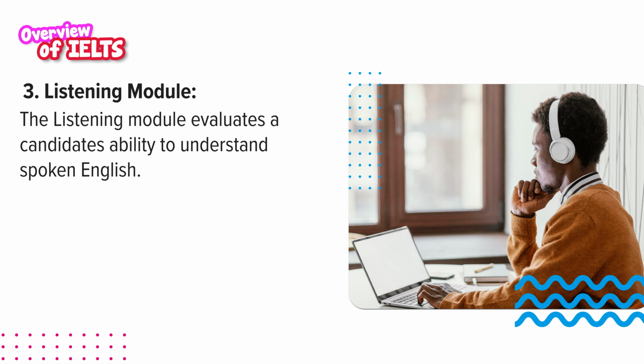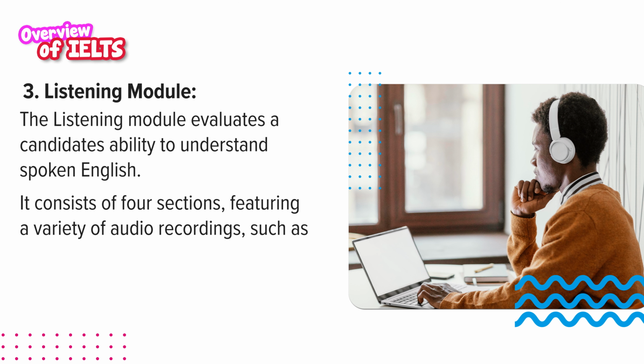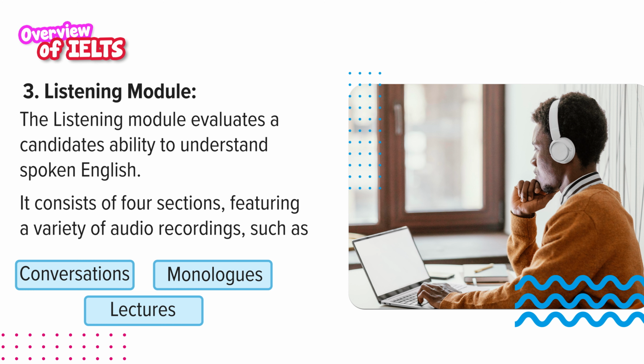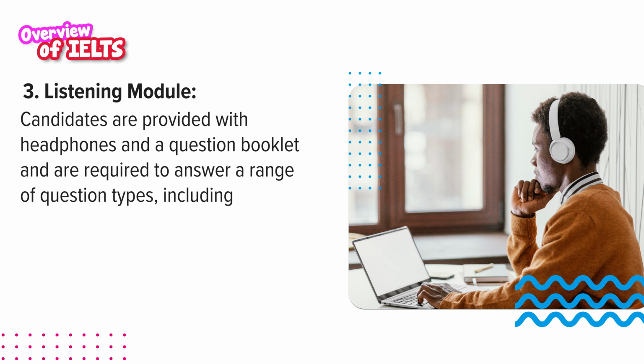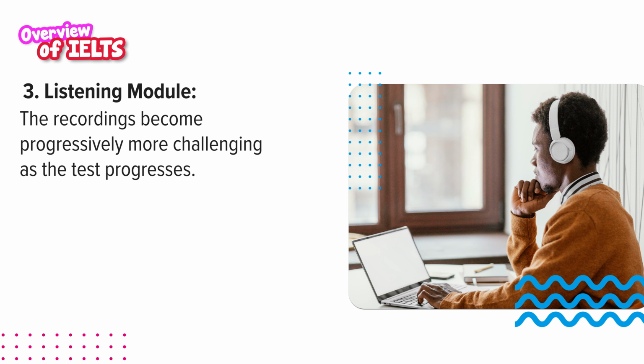Listening module: the listening module evaluates a candidate's ability to understand spoken English. It consists of 4 sections, featuring a variety of audio recordings, such as conversations, monologues, and lectures. Candidates are provided with headphones and a question booklet, and are required to answer a range of question types, including multiple choice, matching, and note completion. The recordings become progressively more challenging as the test progresses.